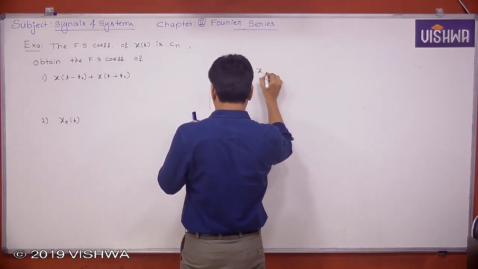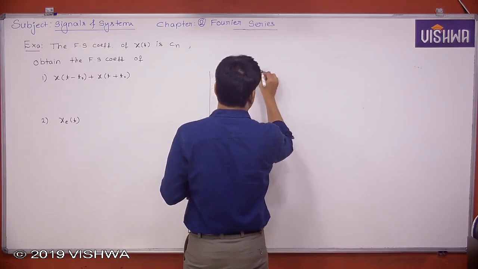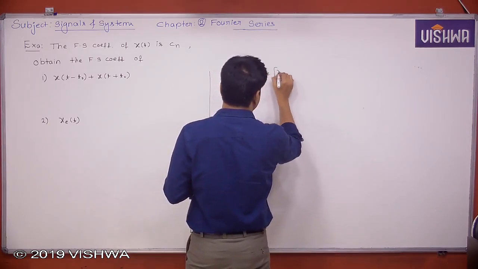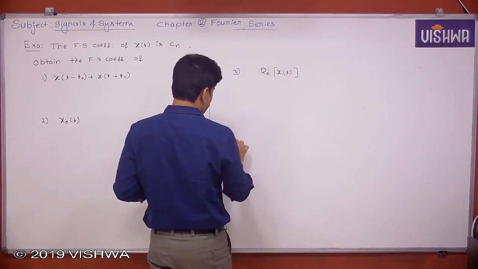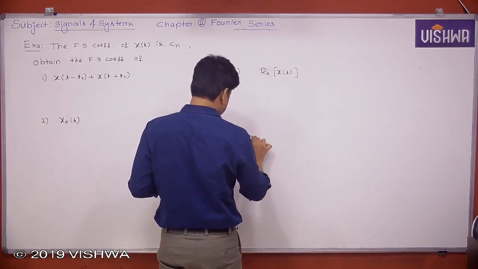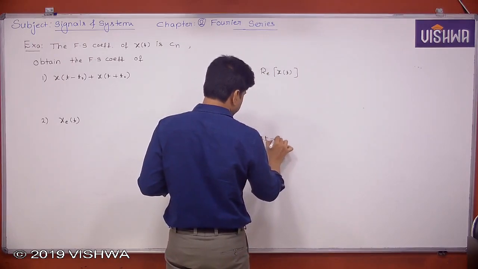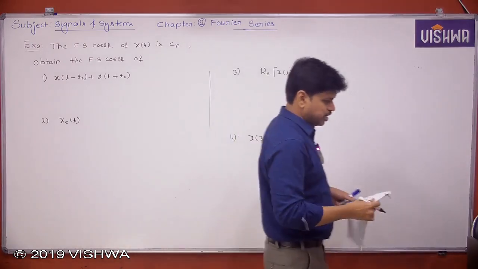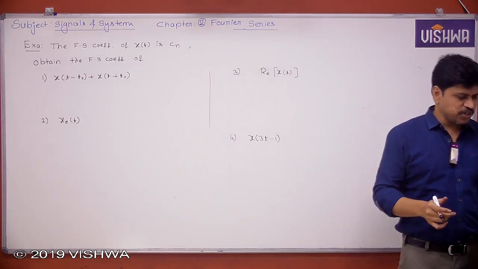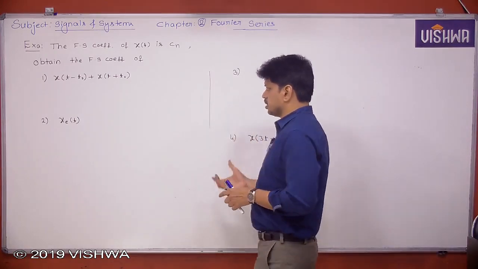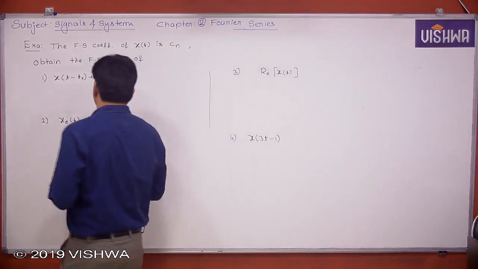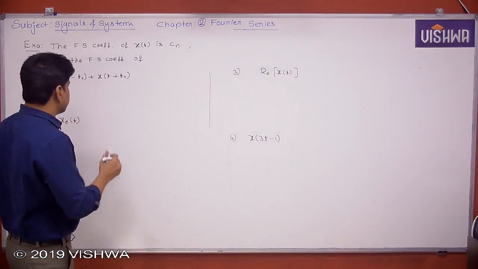the real part of x of t. Fourth question: x of 3t minus 1. So for x of t we know Cn. Then what is the Fourier series coefficient for these kinds of waveforms? Okay, now listen. I can directly write.